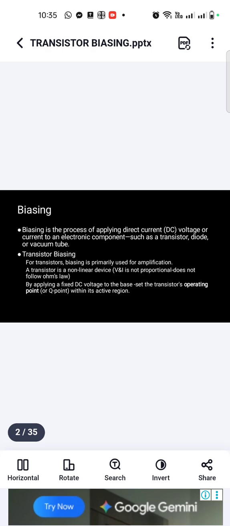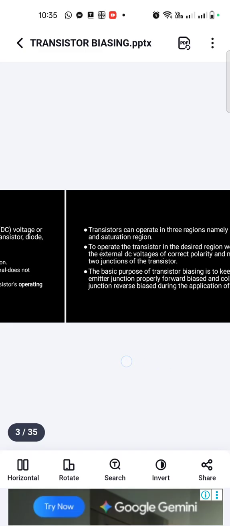Normally a transistor is a non-linear device. That means voltage and current are not proportional. We all know Ohm's law, that is V directly proportional to IR. So if it is a non-linear device, it does not follow Ohm's law. By applying a fixed DC voltage to the base, we set the transistor operating point within its active region.